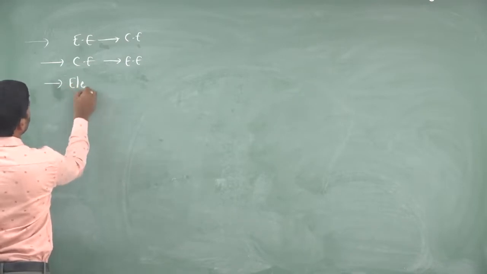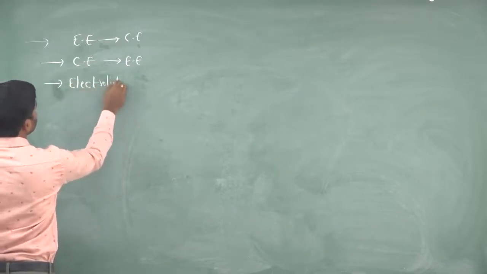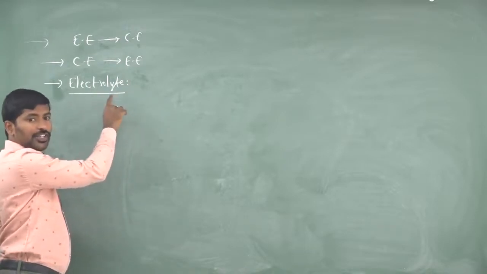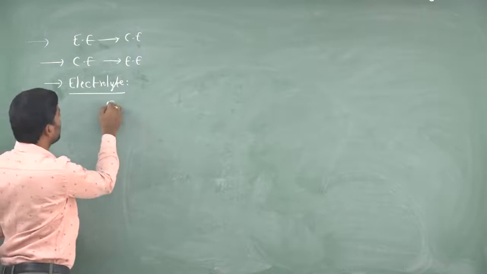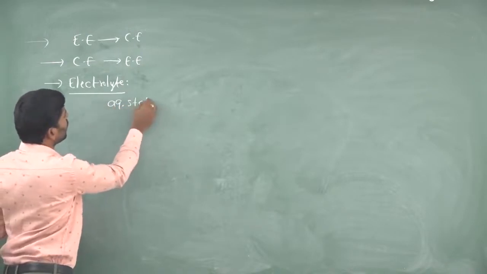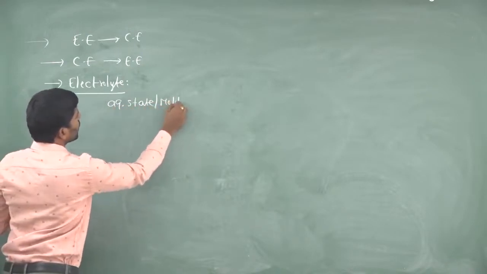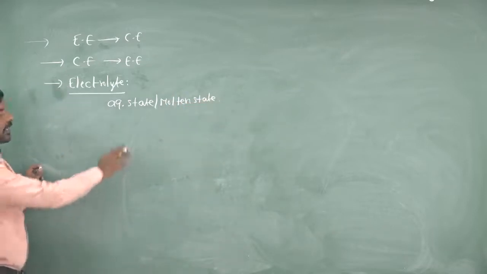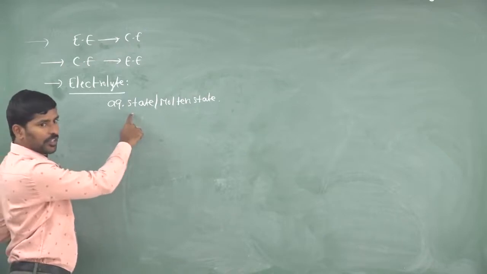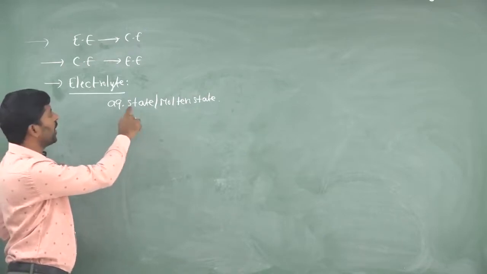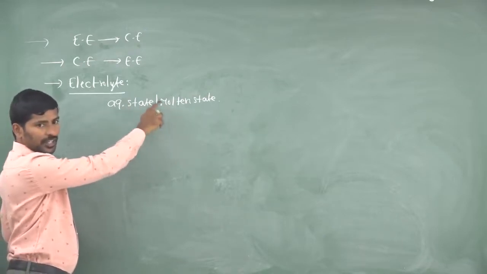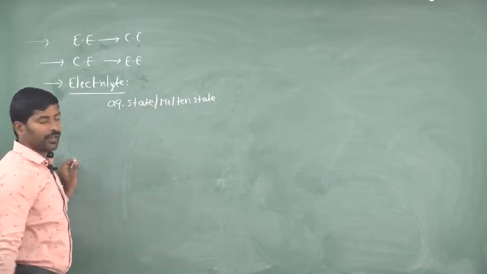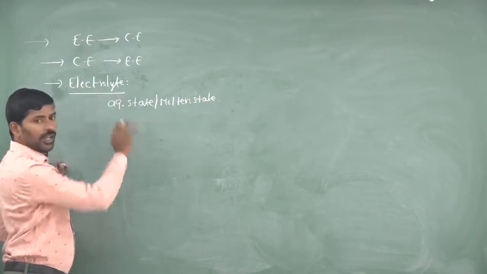Next, what is an electrolyte? The substance which conducts electricity in aqueous state or molten state is called an electrolyte, the electrolytic conductor. Otherwise, the substance which allows passage of current through it in its aqueous state or molten state, for example aqueous NaCl solution or molten NaCl. Such a substance is called an electrolyte.